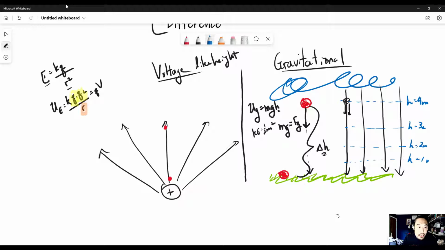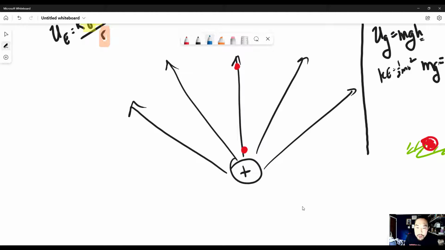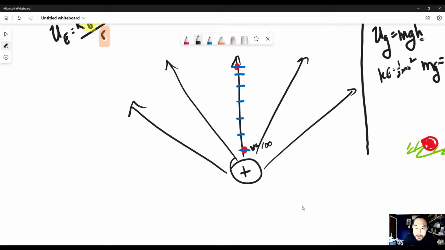Now, I'm going to focus on the middle field line here, just to show you how we can draw lines. The potential lines are drawn perpendicular to the field lines, like so. And each one of those can represent a different voltage. For example, because this one is really close to the charge, let's say it has 100 volts. And the further away we are, the voltage can get weaker, so we can call that 1 volt. And each of these marks in between can represent a different voltage.